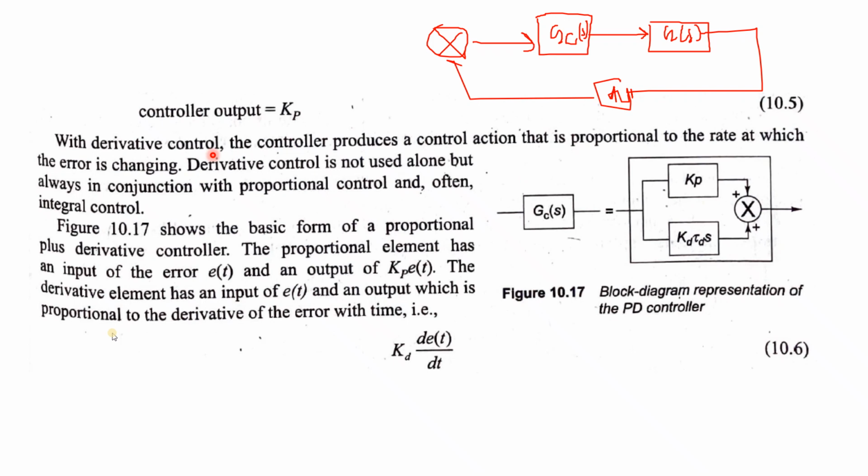Okay, so with the derivative control, the controller produces a control action that is proportional to the rate at which the error is changing. The derivative control is not used alone, but always in conjunction with the proportional control and often with the integral control. The figure shows the basic form of the proportional plus derivative controller. The proportional element has the input of the error, okay, because error is always there.